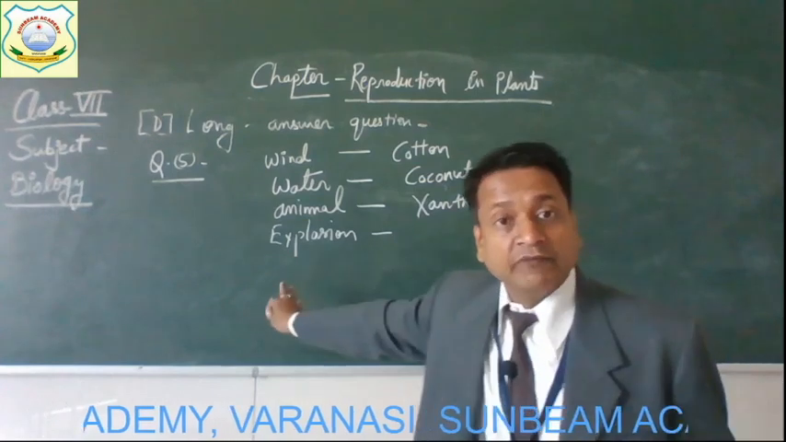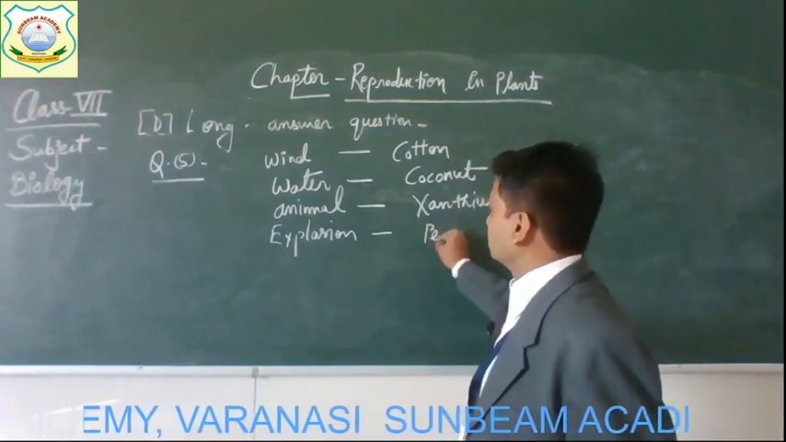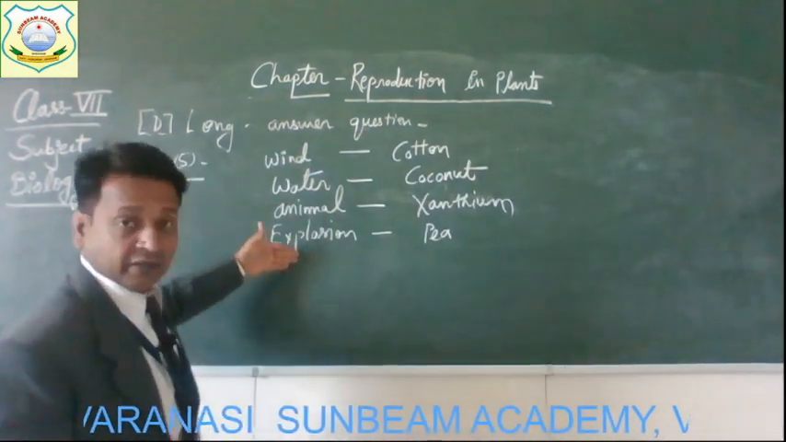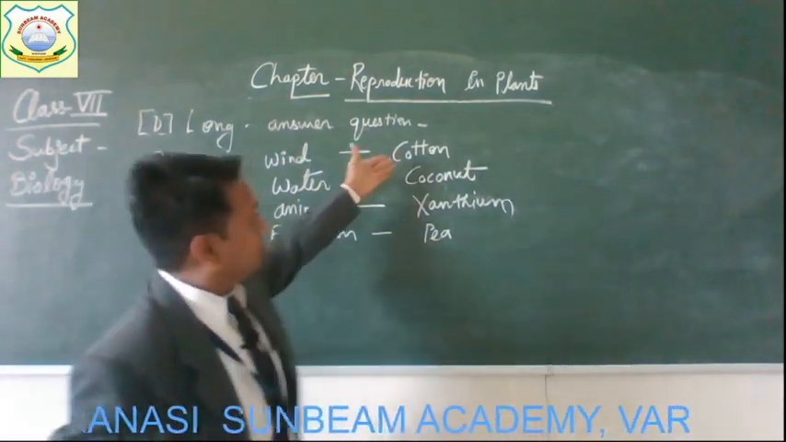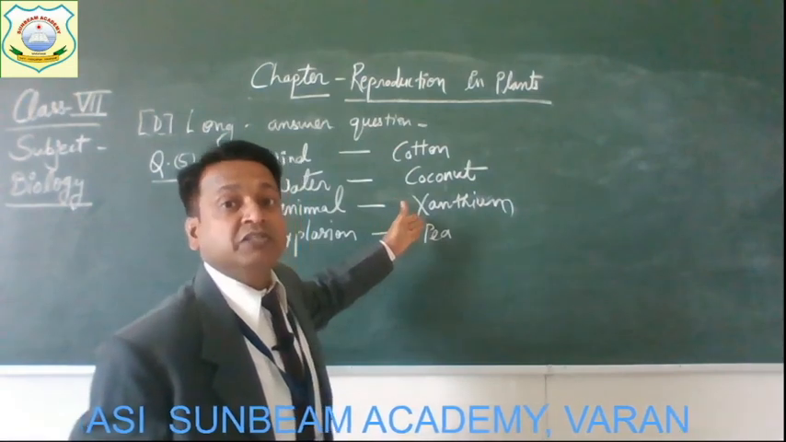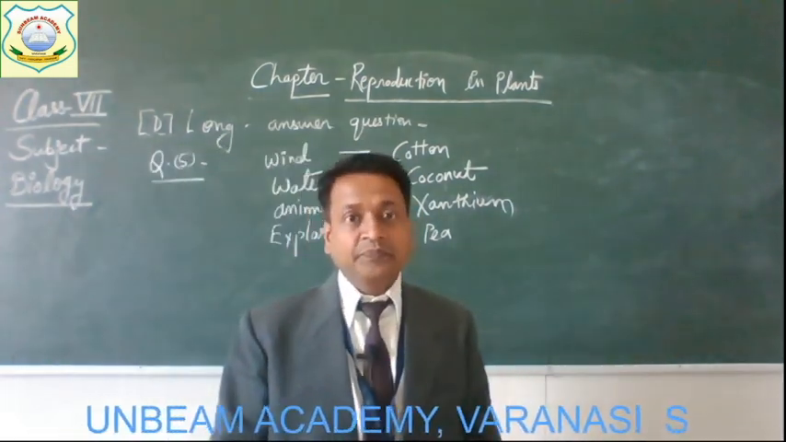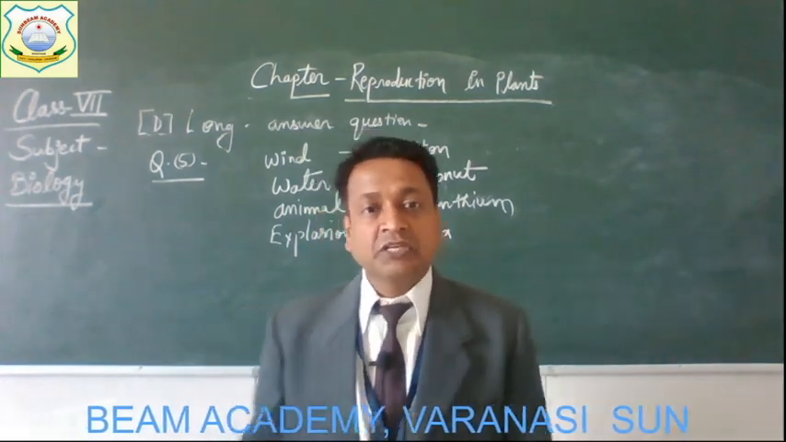And the example of explosion is bee. Alright, so these are the different names of agents of dispersal and these are the names of the seeds dispersed by these agents. Okay, now come to the next question, number 6.